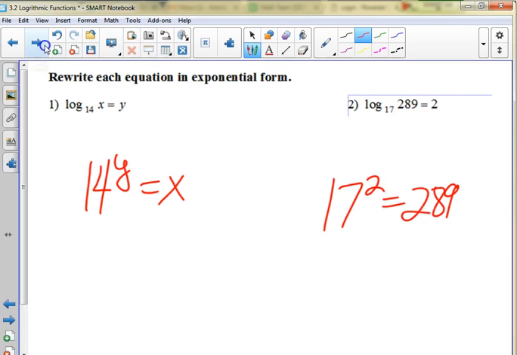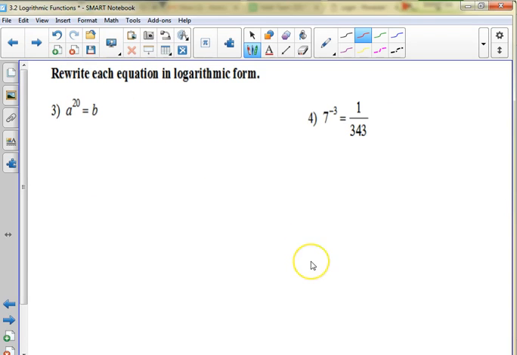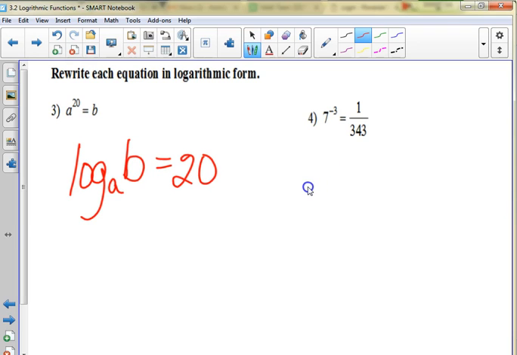Okay? There's a question that asks you to rewrite one of each on the quiz. So what's going on here? Log base A of B, because the answer, remember, is always the exponent. Okay? Log.